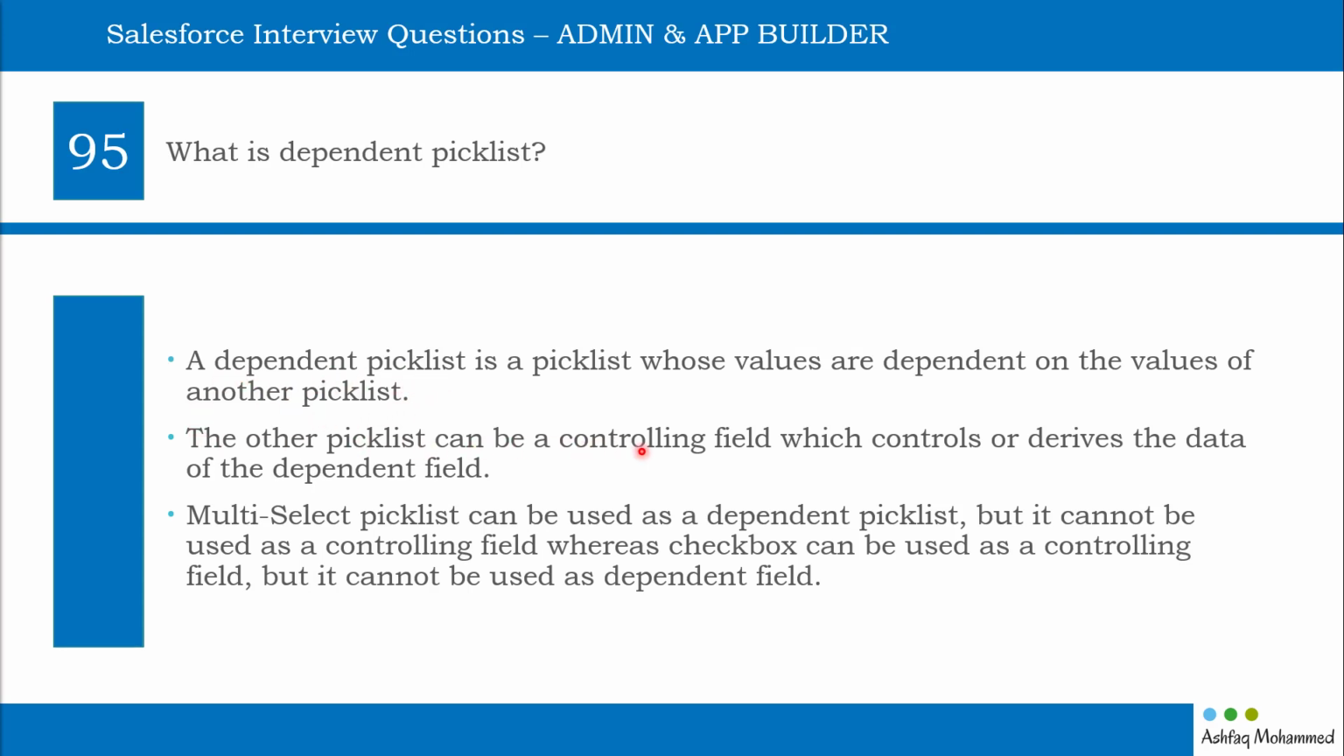The other pick list is the controlling field. The controlling field is the one from where I'm controlling the dependent field. So in the example I have given, which one is controlling and which one is dependent? It's easy. The country pick list value is controlling, and the city pick list value is the dependent pick list. The controlling field controls or drives the data of the dependent pick list. Try this as well.